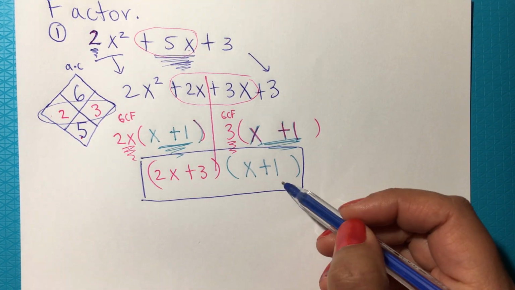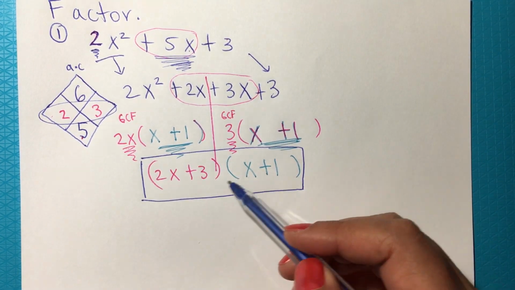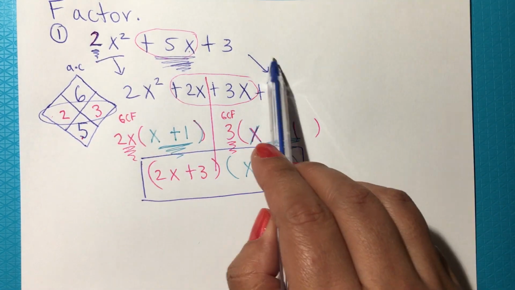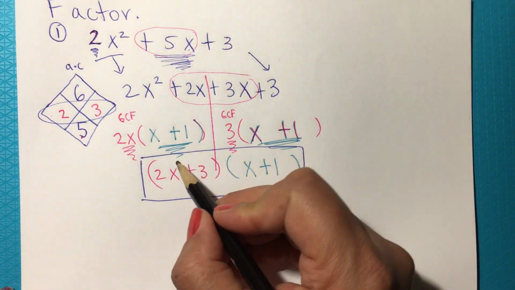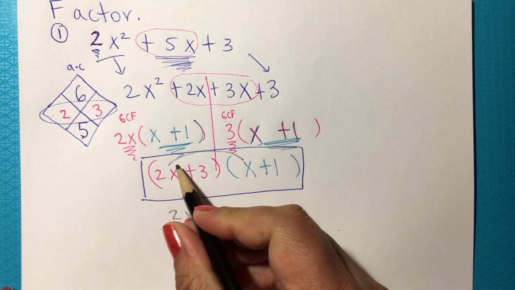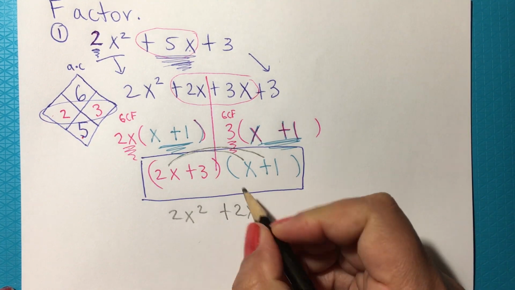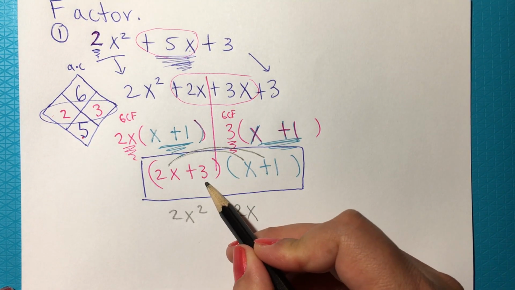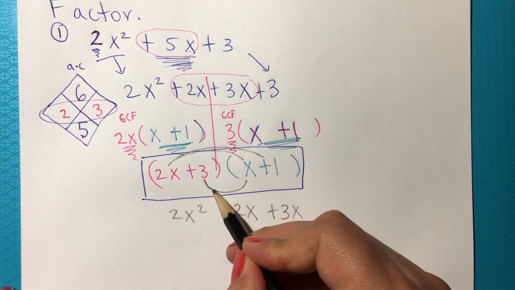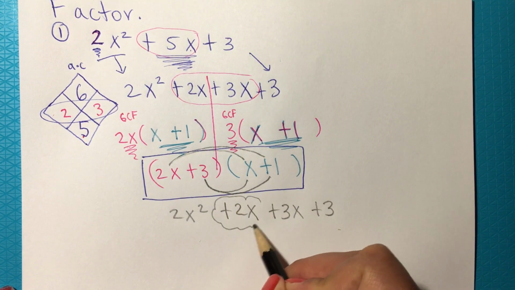If you want to check to make sure that you have the right answer, you can just do the double distributive property, combine like terms, and you should get the same trinomial that they gave us. Let's do it just to make sure. 2x times x is 2x squared. 2x times 1 is 2x. Then we go with the second. 3 times x is 3x. And 3 times 1 is 3. We combine like terms.